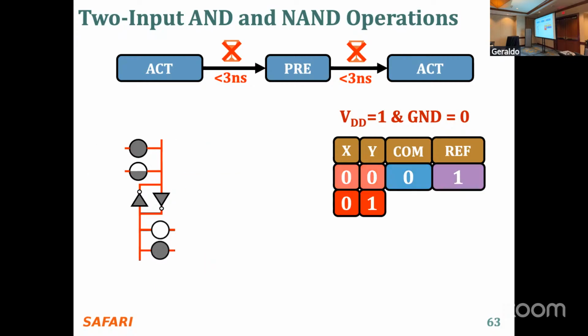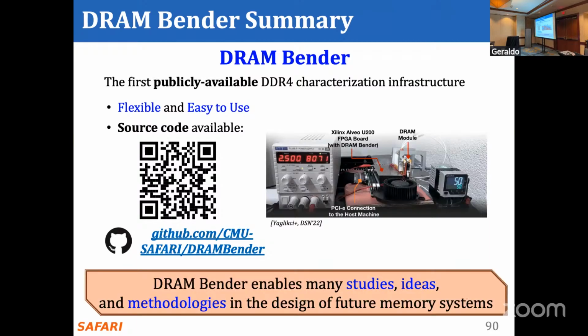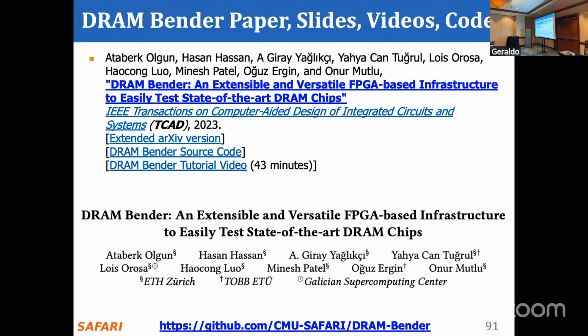And I am just gonna go to the end of my slides and conclude. So again, to summarize, DRAM vendor is the first publicly available DDR4 characterization infrastructure, now also HBM2. It's flexible and easy to use. And it enabled, I think, many studies, ideas, and methodologies in the design of future memory systems. And I hope it continues to do so.